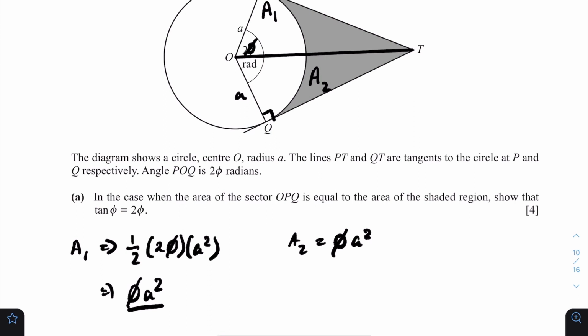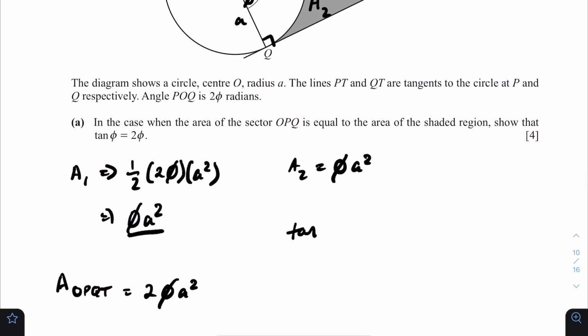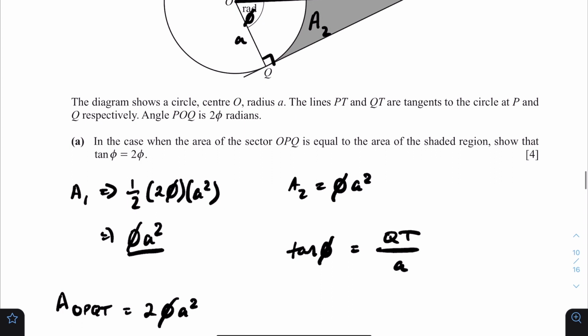Therefore, this part over here is phi, and this part over here is phi, since 2 phi gets split in half. Now, it's asking us to show that tan phi is equal to 2 phi. So tan phi, if we use this one, for example, QT is the opposite, and OQ is the adjacent. So we can say that tan phi is equal to QT over A. And we know that, let's just think about this for a second. Let me see.